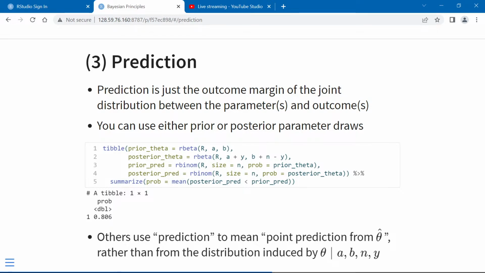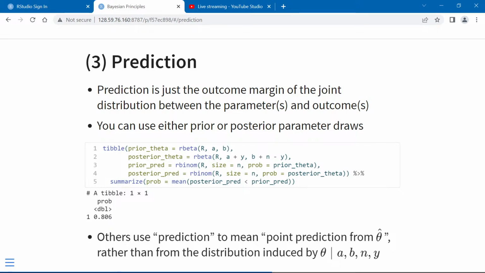So even though our beliefs about theta have changed a lot as a result of it, you can still get, I think, not great prior predictions because of how bad the prior was. Now, this is the Bayesian version of prediction. So we're defining a marginal distribution over outcomes after purging the parameters.